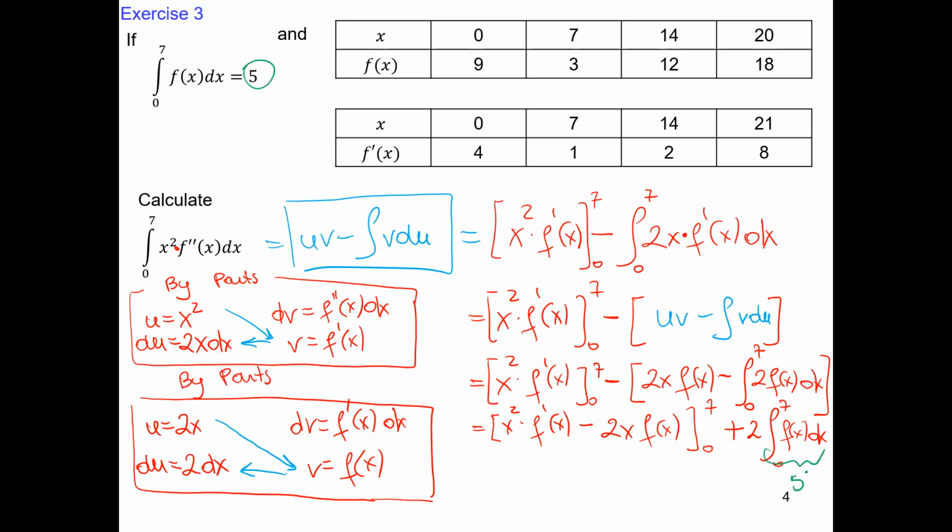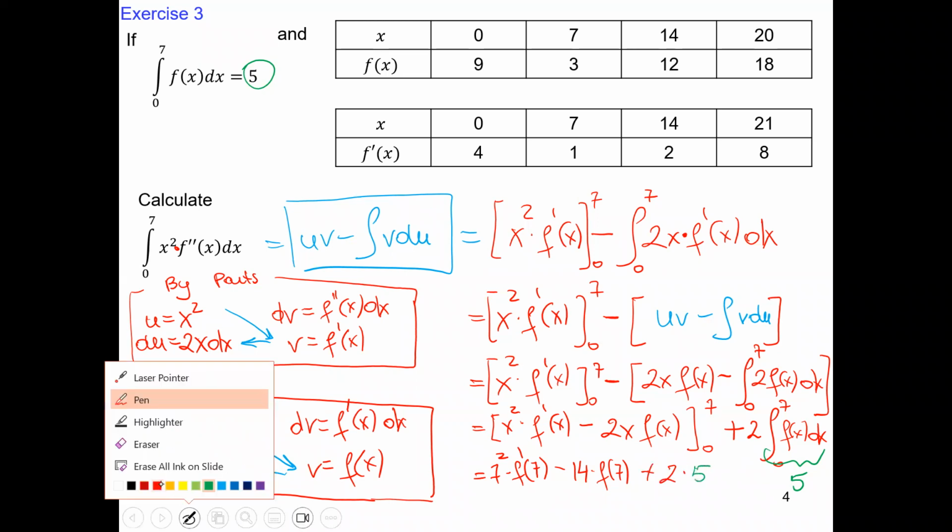This is 5. Do I have enough room? I can go to the next page, but let's see. We have to apply 7 first. So we will have 7 squared f prime at 7 minus 2 times 7, 14, times f at 7. And then when we apply 0, we have 0 times the value minus 2 times 0, which will be 0, so we can ignore it. Plus 2 times 5.